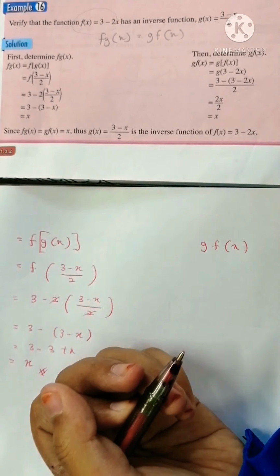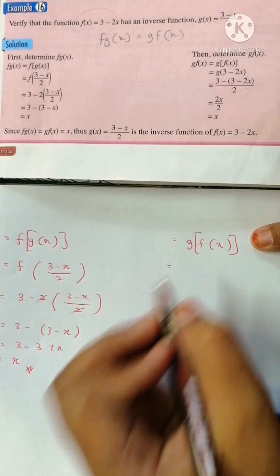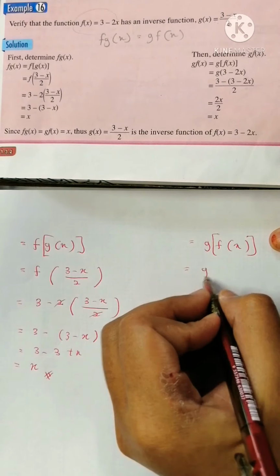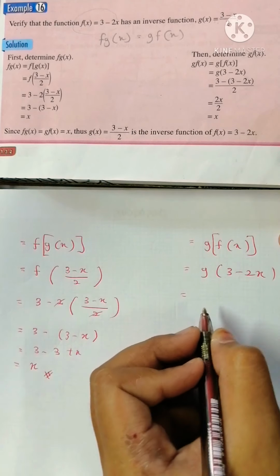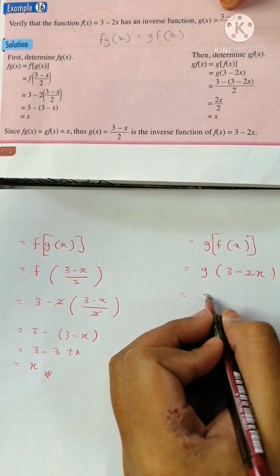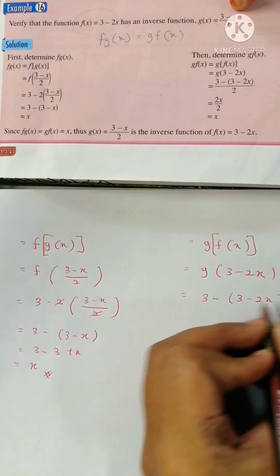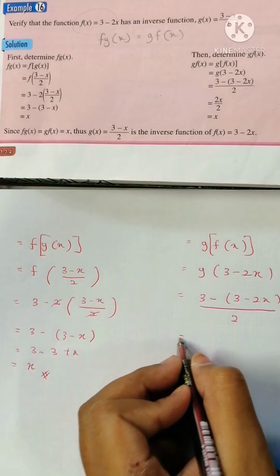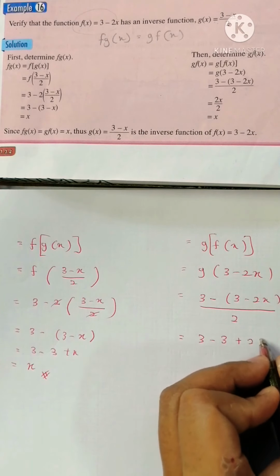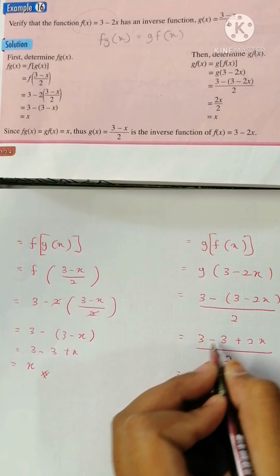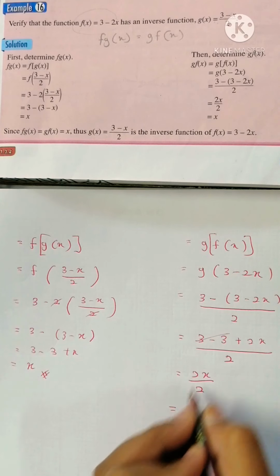g(f(x)). Okay, now find this one. g(f(x)), f(x) is 3 minus 2x. Now the function g is (3 minus x) over 2, where the whole thing goes in place of x, so copy back: (3 minus (3 minus 2x)) over 2. Now 3 minus 3 plus 2x, divided by 2. This one cancels.